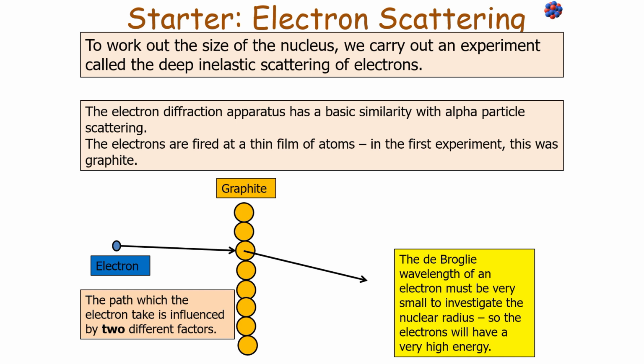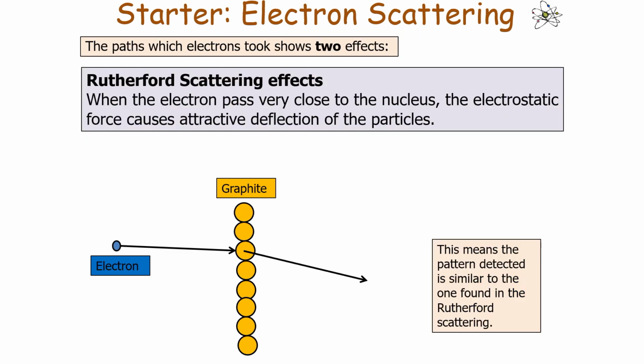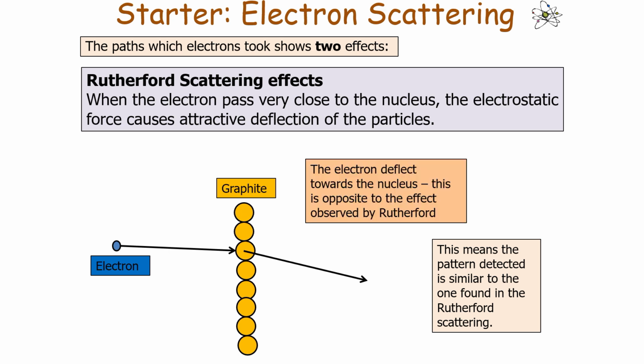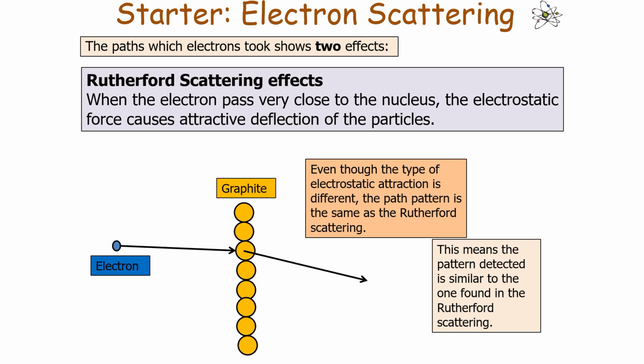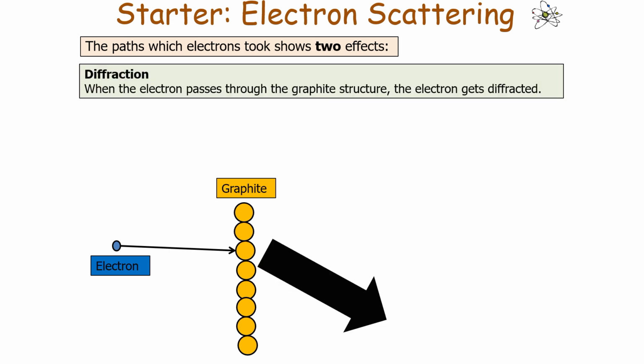So let's firstly look at the Rutherford scattering effects. When the electron passes very close to the nucleus, the electrostatic force causes an attractive deflection of the particles. So this means that the pattern detected is similar to the one found in the Rutherford scattering. The electrons deflect towards the nucleus, which is actually the opposite effect observed by Rutherford in his alpha particle scattering experiment. This deflection occurs because the negatively charged electrons are attracted to the positively charged nucleus. So even though the type of electrostatic force is different, the path pattern is actually the same as the Rutherford scattering results.